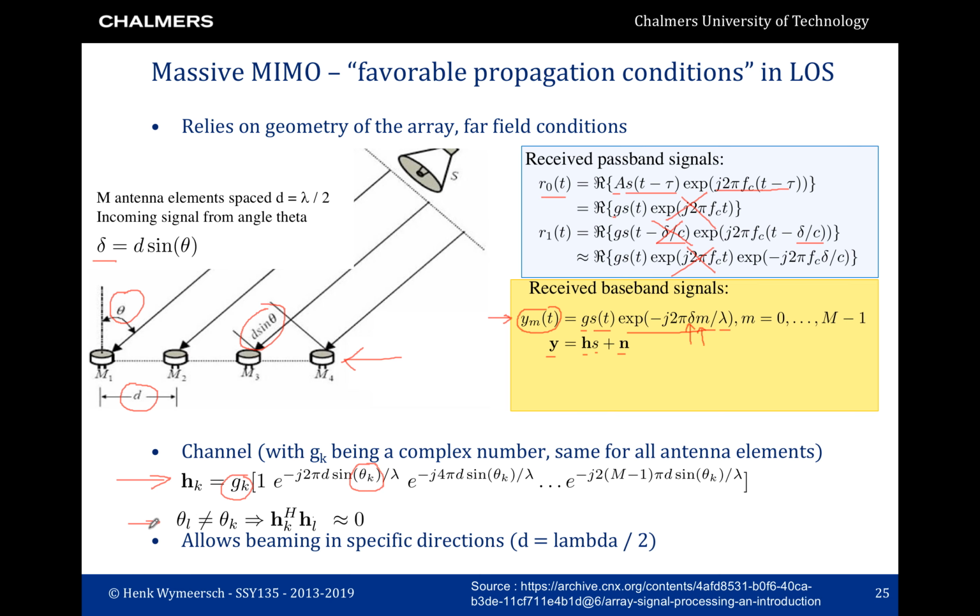We see when two users have two different arrival angles, theta_l and theta_k, when those are sufficiently different, this product between the two channel vectors will be close to zero. Typically, the spacing between the antenna elements is about half of a wavelength. So now let's look at this product to see that this is actually the case.